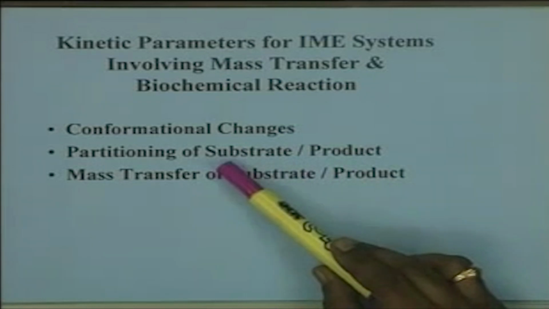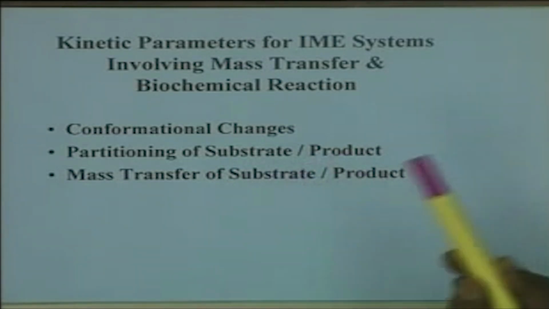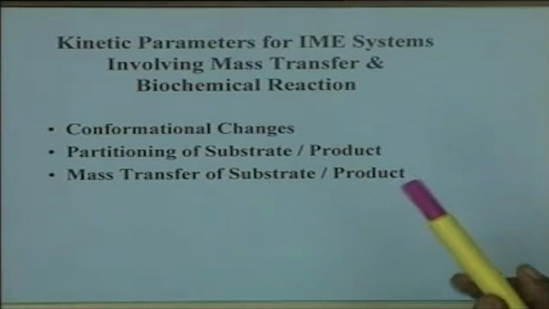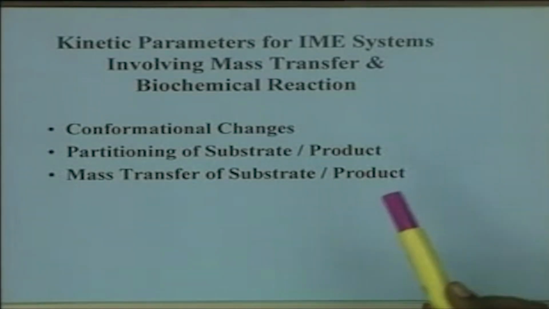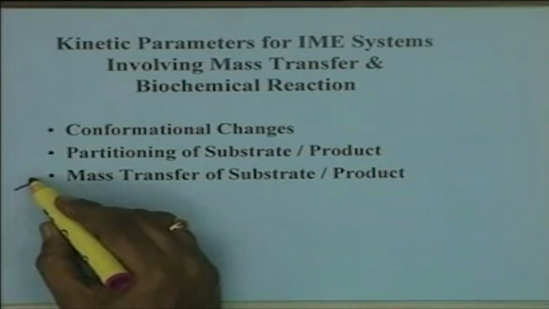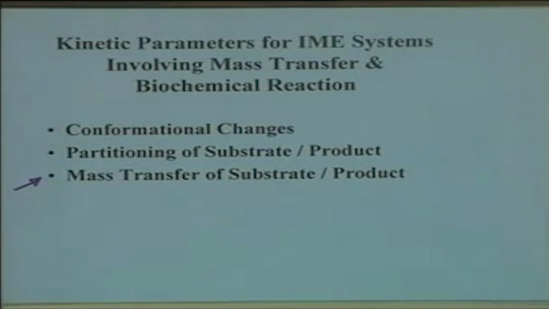The other effect is partitioning of substrate and product, which also results in alteration in the Km value of the enzyme reaction. Then the third effect was mass transfer of substrate and product, and this mass transfer, as we noticed, was at two levels, or in a very broader sense, if you consider the reaction in an immobilized enzyme reactor, it will imply that in addition to the biochemical reaction, there will be four more resistances involved.